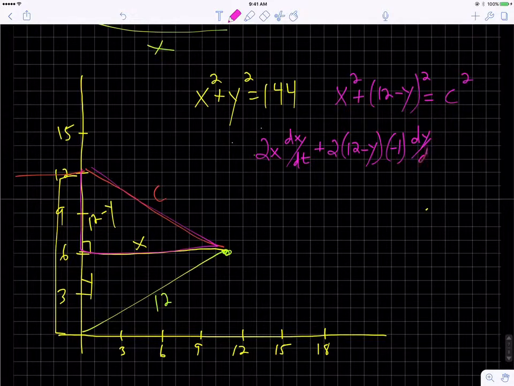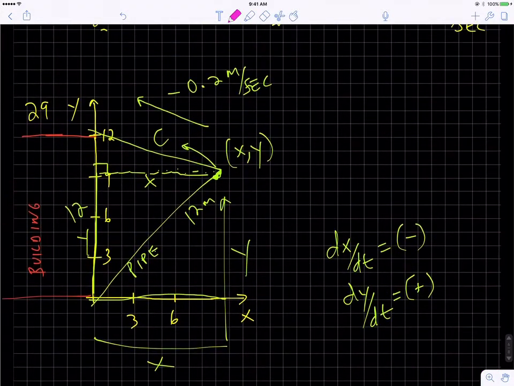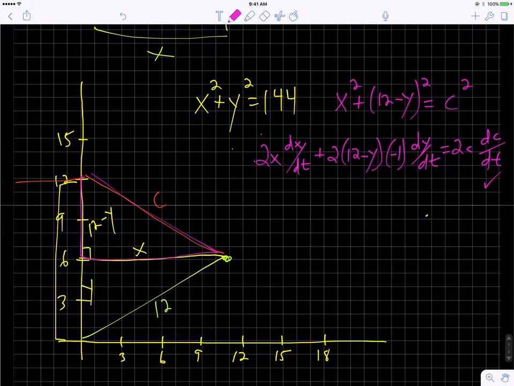dy dt equals 2c dc dt. Okay, we know dc dt. They told us that. That's the rate at which it's pulling the rope, -0.2. C we don't know yet.